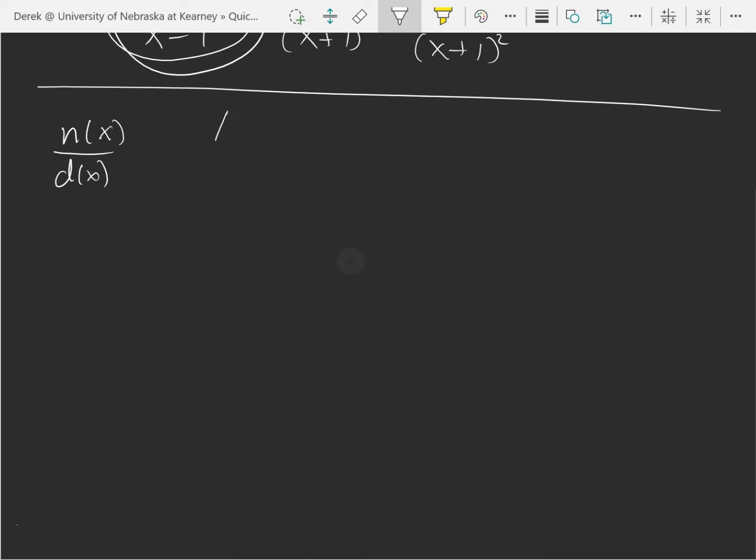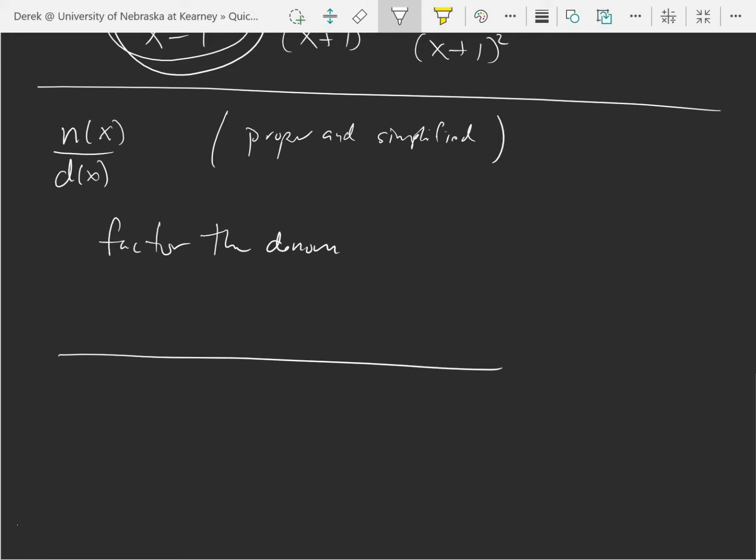Okay, so let's again look at numerator of x over denominator of x, and we'll assume that these are proper and simplified. Okay, we're going to factor the denominator into linear factors. Let's say x minus the first root to the multiplicity of it, and x minus the second root and the multiplicity of it, and dot dot dot, x minus the kth root and the multiplicity of it.